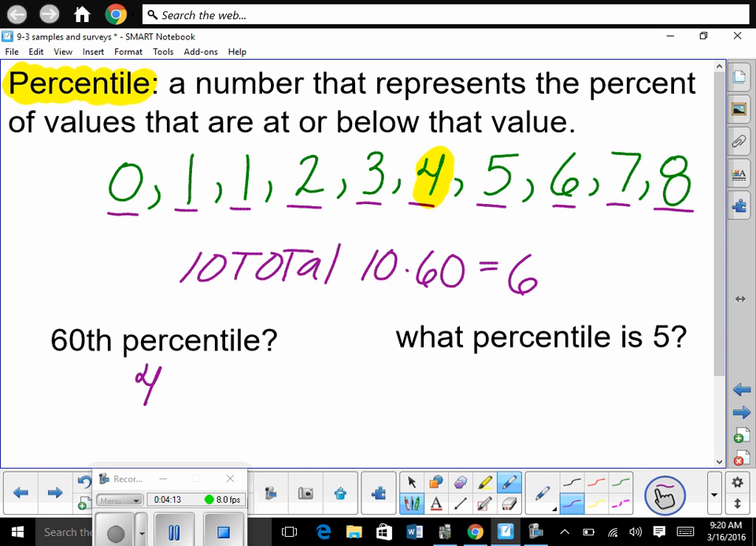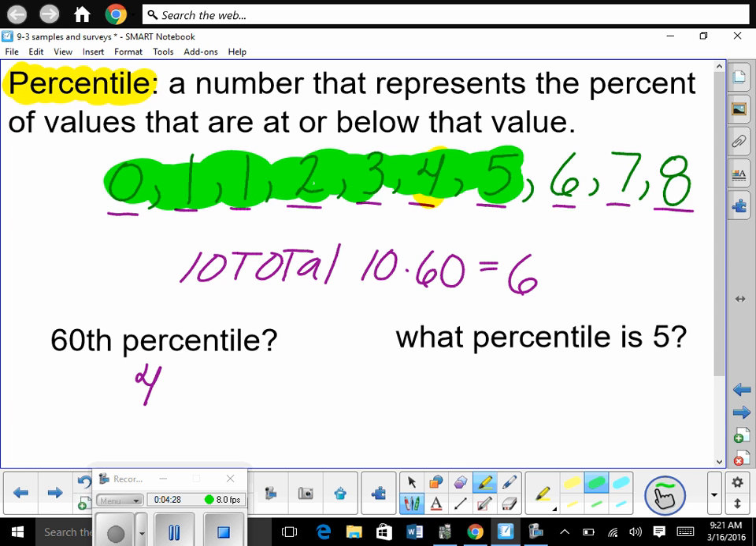Now I'm asking it differently just for practice. What percentile is 5? So we've got to go backwards. Let's see, we have it in order. 5 was here, right? So how many data points was that to get there? 7. So wouldn't that be 7 out of 10? Yep. So that'd be the 70th percentile, right? Because that was 7 out of 10. If it was 7 out of 20, it wouldn't be 70, right? Does everybody get that? 70th percentile.